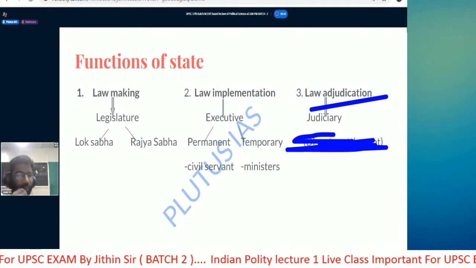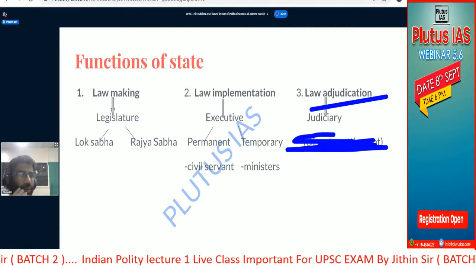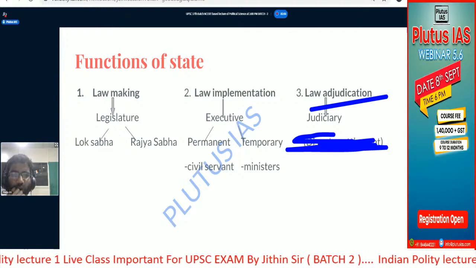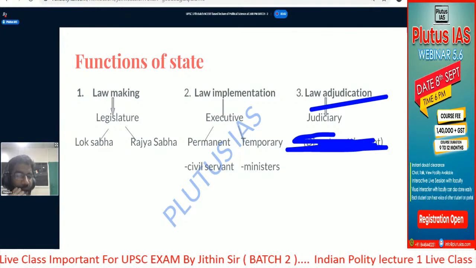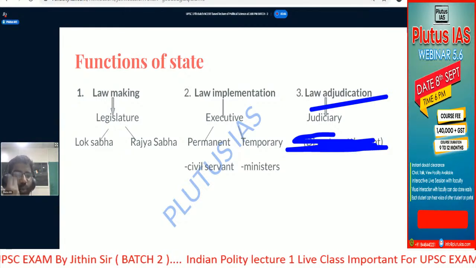See, now let us take a live example. Shazia is having a fight with Kritika. They both are fighting very badly. Now, Shazia might have her version.